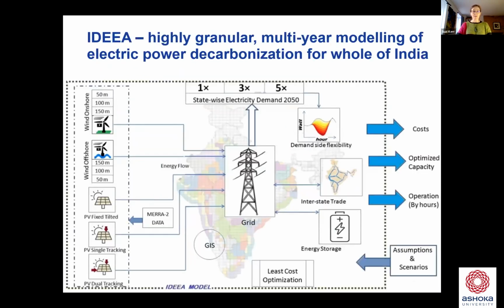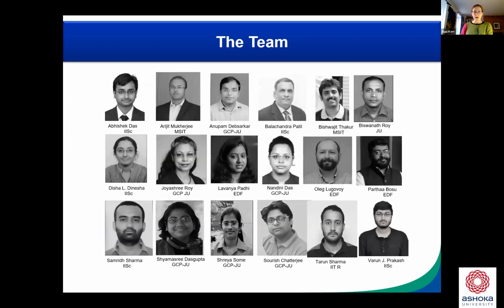So moving on, just to highlight some work that is already being done, primarily by some Indian teams. They're called the IDEEA modelling effort, and what they're building are highly granular, so very regionally and time-specific, multi-year models of electric power decarbonisation for India. So this is just a picture of the model. I am not going to explain it to you. It's been done by a large team in 2 different institutions in India.